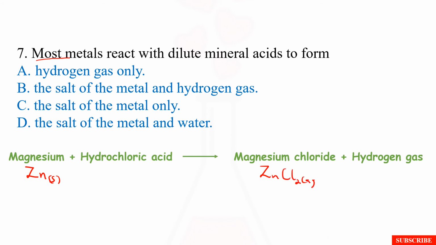That may be formed. So when you look at metals reacting with mineral acids, we tend to produce a salt plus hydrogen gas. So here the best answer becomes by far B as our only answer, not hydrogen gas only, not the salt of the metal only, not the salt of the metal and water, but the salt of the metal and hydrogen gas. The answer is B.